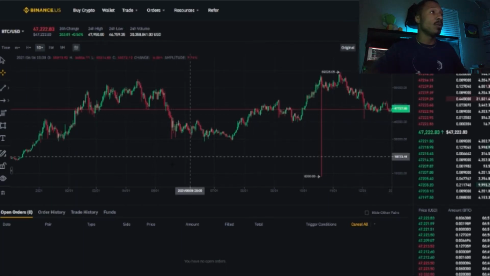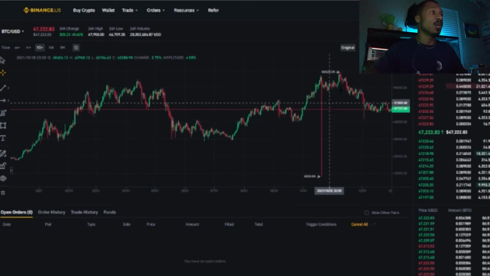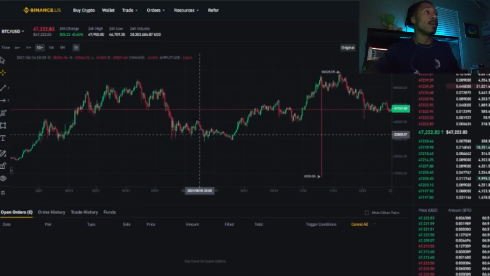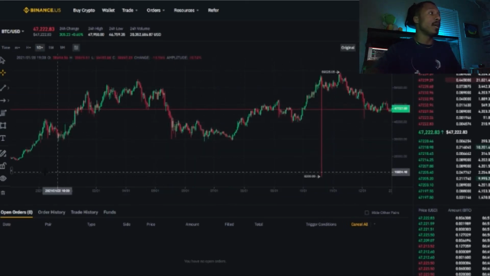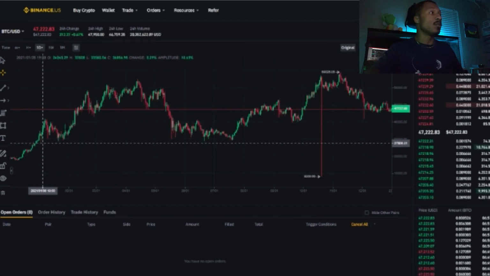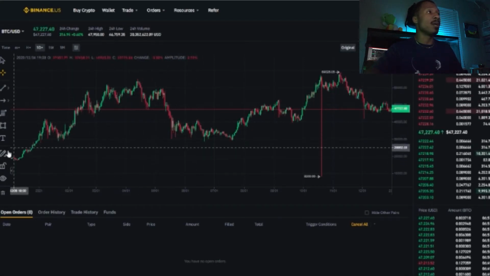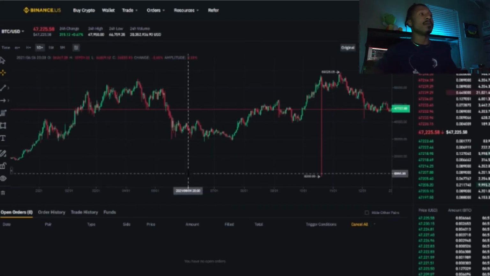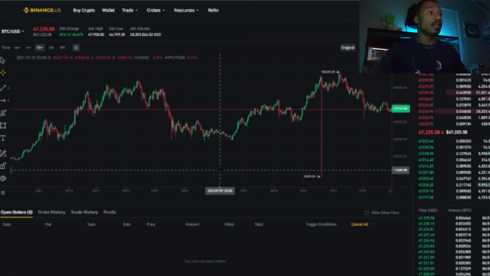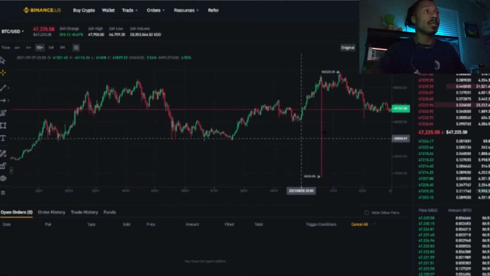And the chart is always going to move to the right. The chart will never move to the left. So always keep that in mind when you're looking at a chart. The price is always going to be moving to the right, whether it's going up or down. The one guaranteed thing is that the price is going to move to the right. So there's that.